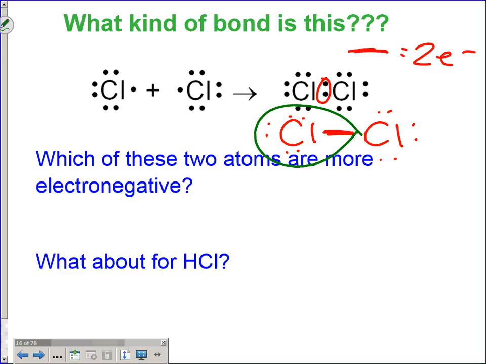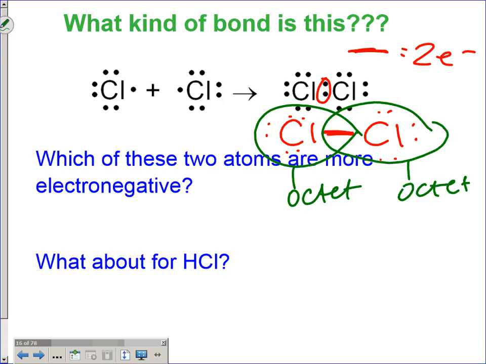8. You're still considering the shared ones as a part of its circle, okay? So there's 8, aka octet, right? Octet. And then how many, because they're sharing, you can double count these. How many around this chlorine? 8 again. But are there 16 electrons on this molecule? How many are there? 14.